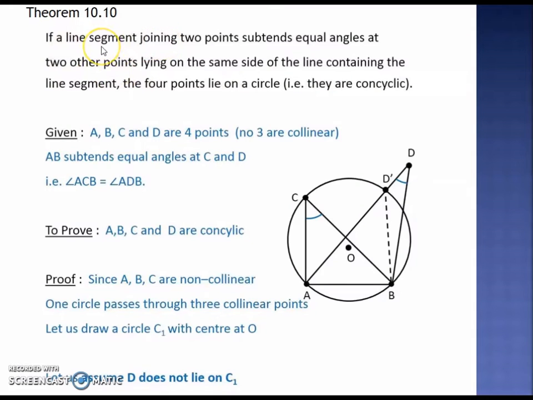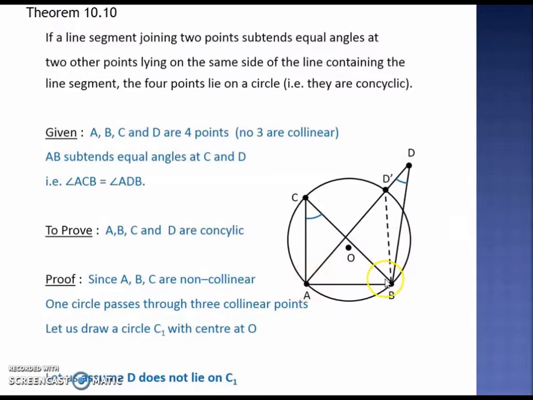Theorem 10.10. If a line segment joining 2 points subtends equal angles at 2 other points lying on the same side of the line containing the line segment, the 4 points lie on a circle, that is, they are concyclic. Now, what is the meaning of this?